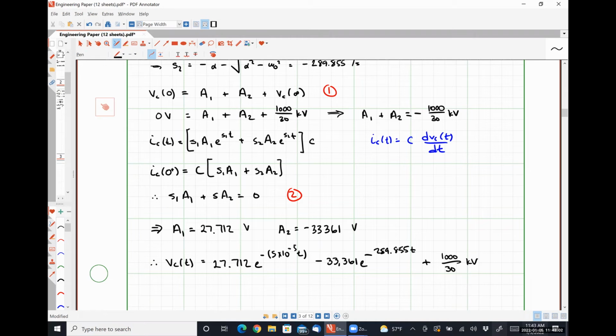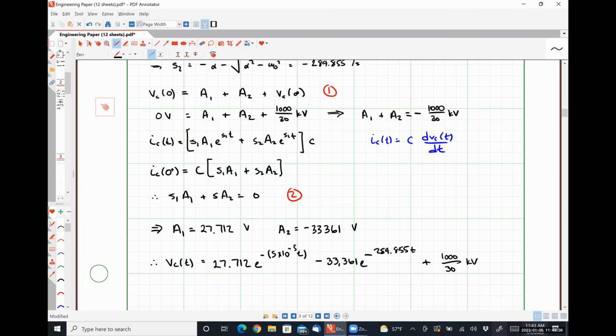So what I want you guys to do, just to make sure everything's hunky-dory, is just add these coefficients. 27.712 minus 33,361 plus 1,000 over 30 times 10 to the 3, and make sure that that's pretty close to 0. There's going to be a little bit of rounding here. Negative 0.2, so millivolts off. All right. So that's what our capacitor voltage is going to look like.